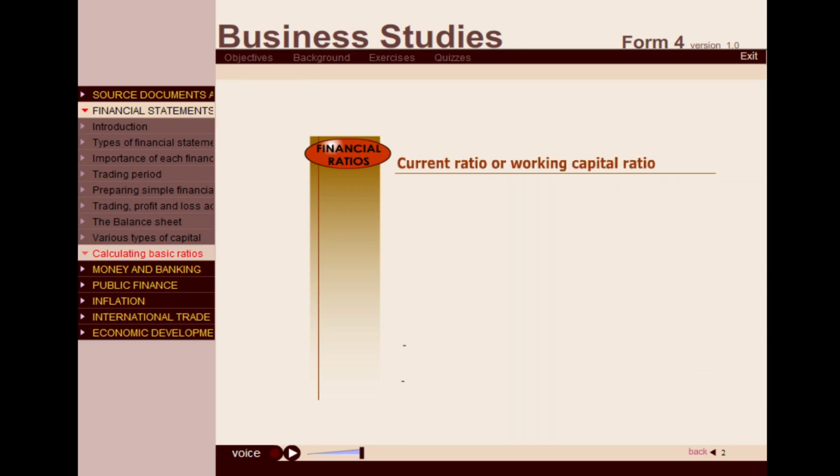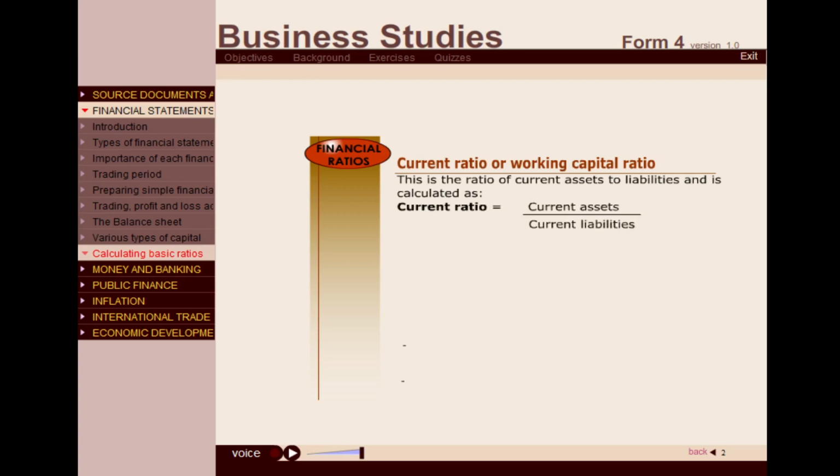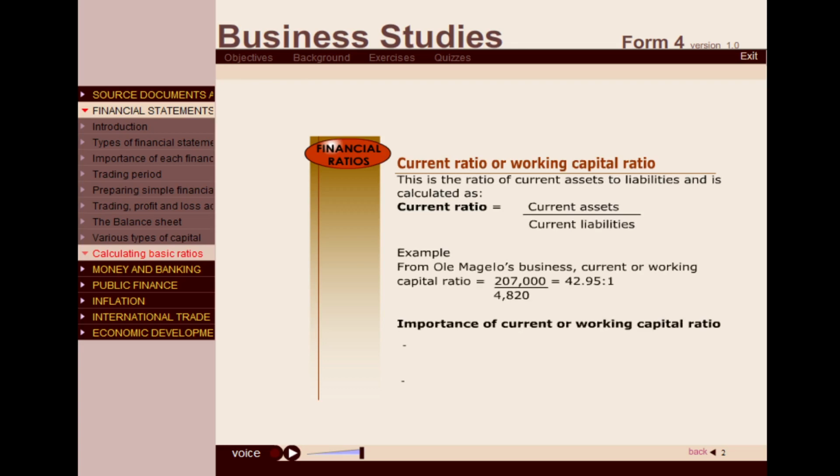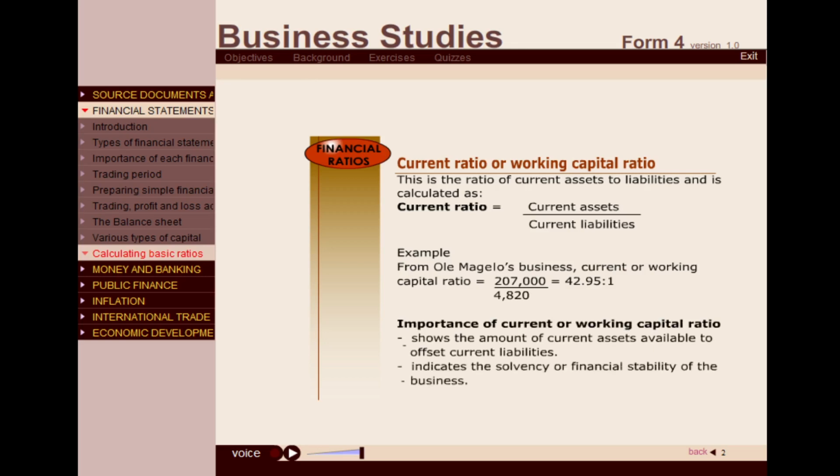Current ratio or working capital ratio. This is the ratio of current assets to current liabilities and is calculated as current ratio equals current assets divided by current liabilities. From Ole Magello's business, current or working capital ratio equals 207,000 divided by 4,820, which is equal to 42.95 to the ratio of 1.